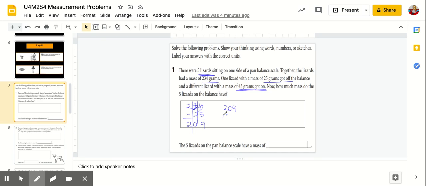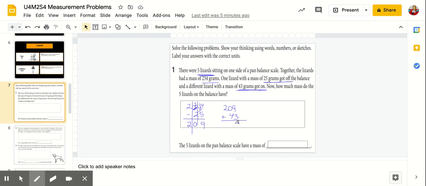But now we have to add that big 43-gram lizard back onto the scale. So now you just have to do the addition. Remember, you're always adding from the ones column over to the hundreds column. You could do the break apart strategy if you wanted to, but I think this one lends itself pretty easily to doing the standard algorithm.